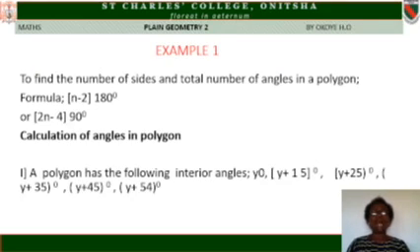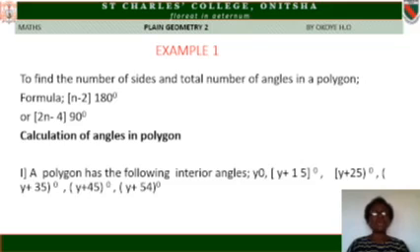Now we are going to the calculation of angles in polygon and also the number of sides. Before we proceed, let us look at the formula to find the number of sides and total number of angles in a polygon. We have 2 formulas. You can use any of them: (n-2) times 180 degrees, or (2n-4) times 90 degrees.